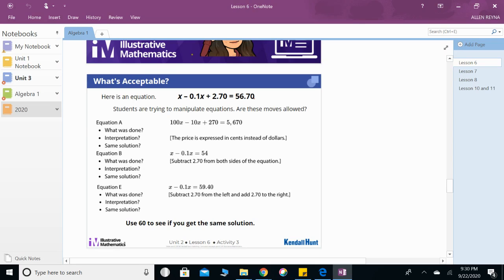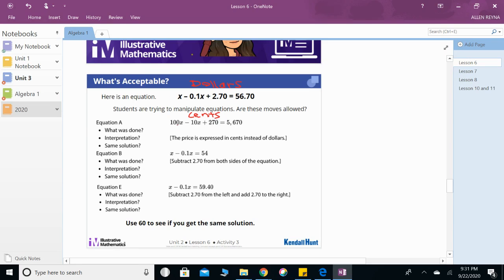Weird numbers, I know, but it's okay. First we're going to look at equation A, student A, and it says what is done? It tells us they changed it so the price is expressed in cents instead of dollars. The one up here deals with dollars, but they changed it so it's in cents now. Is that okay? Are we allowed to do that? Yeah, we can do that. That's allowed. We just take everything and multiply it by 100.